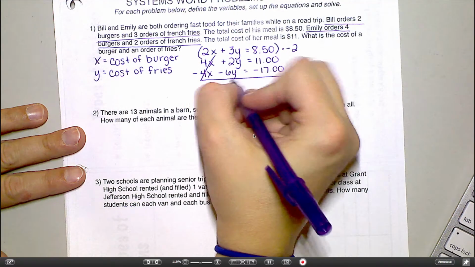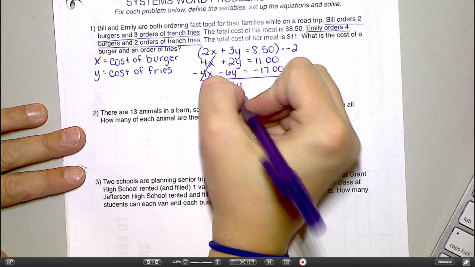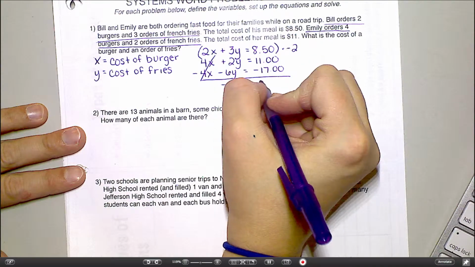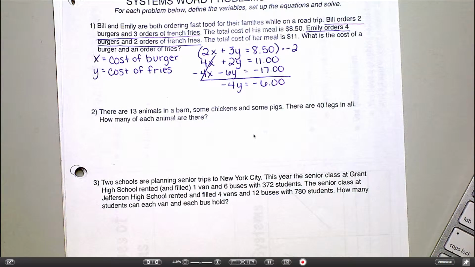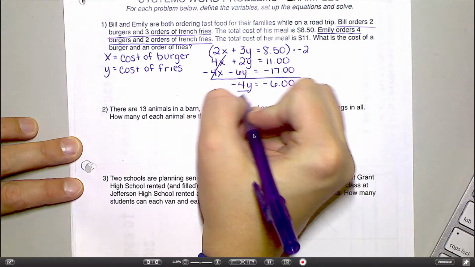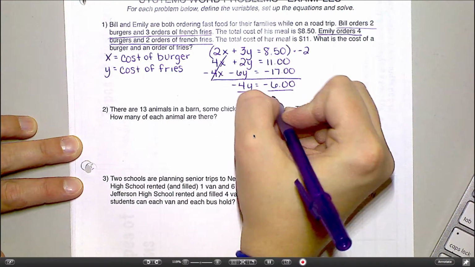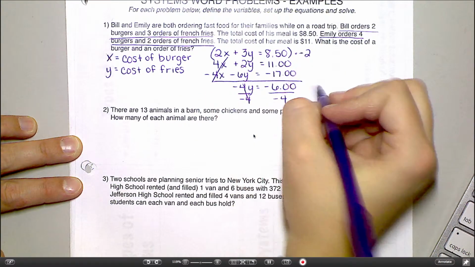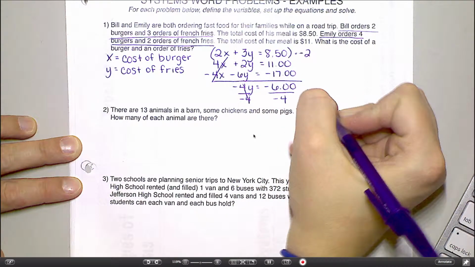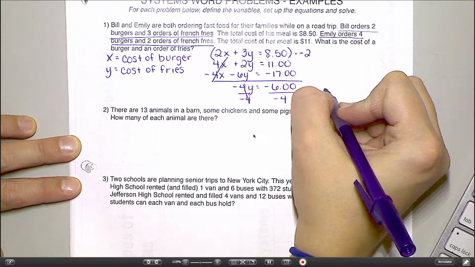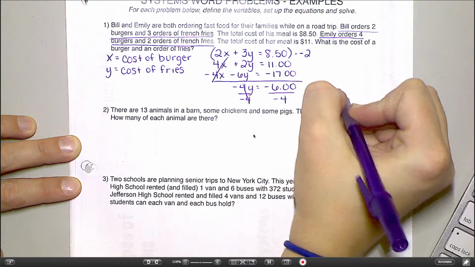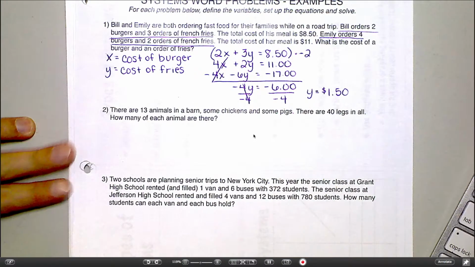this is going to give me -4y equals -6. This part, the solving part, doesn't make sense with the variables, but your answer will. So I divide by -4. What's -6 divided by -4? That's $1.50. $1.50 for one burger.